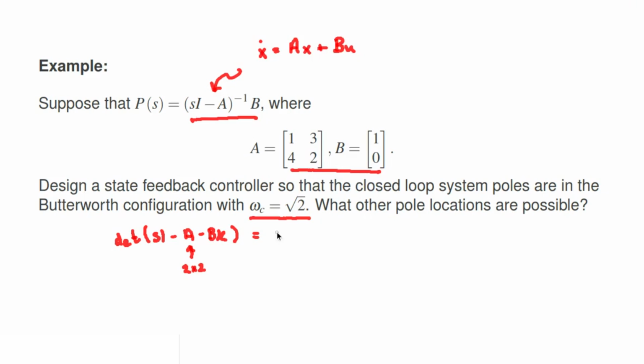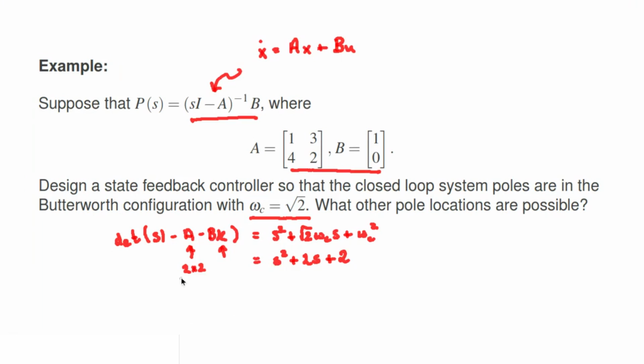So what was that? That was s squared plus the square root of 2 omega c s plus omega c squared. This was the second order Butterworth polynomial, and this will simplify to give s squared plus root 2 times root 2, so 2s, plus root 2 squared, so plus 2. So our objective is to pick the matrix K so that this polynomial is equal to this polynomial, or more specifically, the coefficients of this polynomial match the coefficients of this polynomial here. So, well, let's just do it.